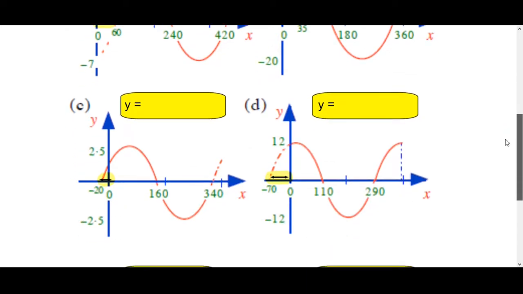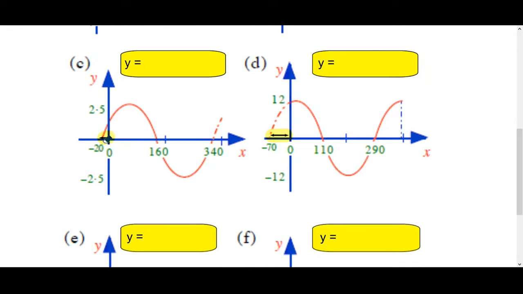Right, we've got 4 more to go. Again, looking at this, that looks like a sine wave. And it goes up to 2.5 and down to -2.5. So there we have it. And it's been shifted backwards by 20. It normally starts at 0, remember, backwards 20. So that would be a +20 with a wee degrees sign.